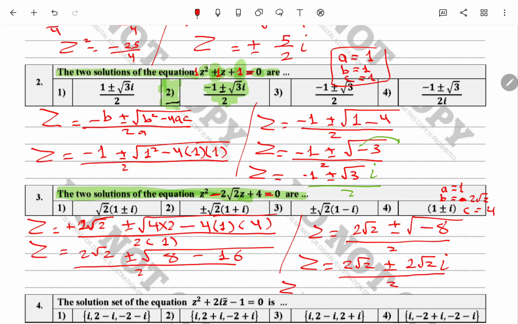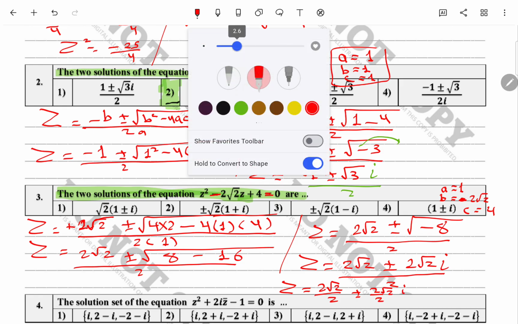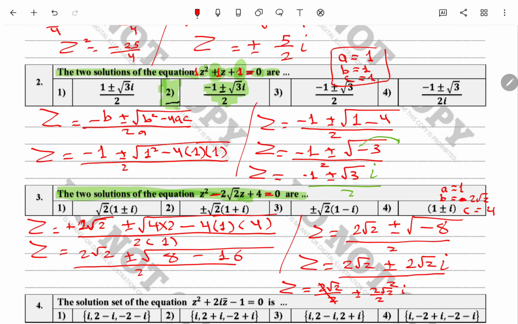Now I can split the fraction to be 2 root of 2 over 2 plus and minus 2 over 2 root of 2i, and cancel these two and these two together. That will give you root of 2 plus and minus root of 2i. Then if you take root of 2 as a common factor, you can get 1 plus and minus i. And that will let you choose choice number 1, not choice number 2.